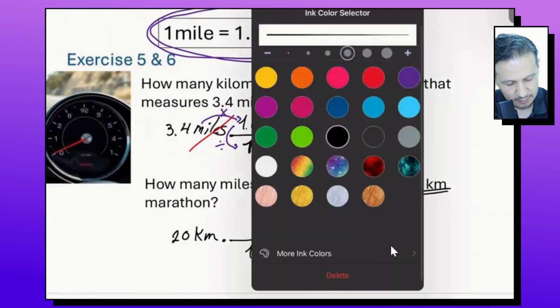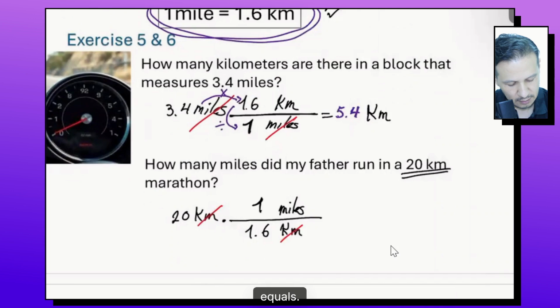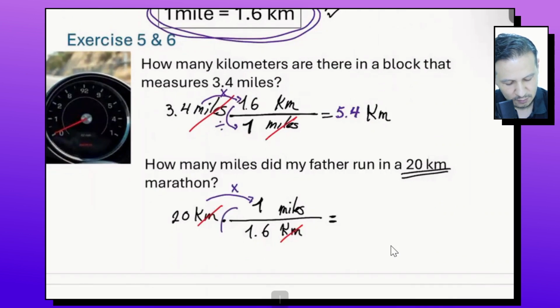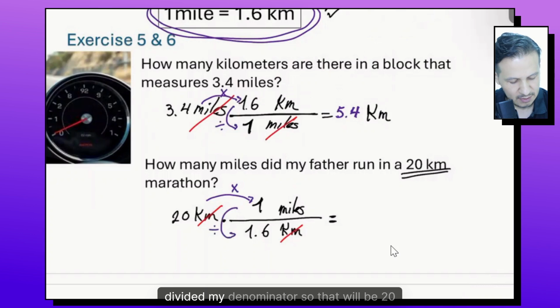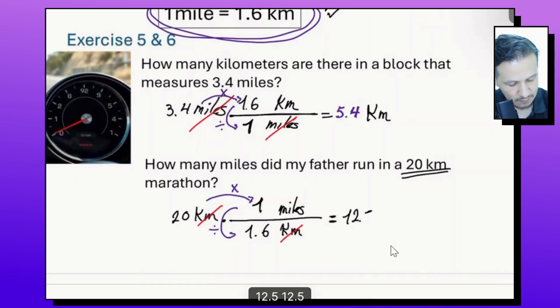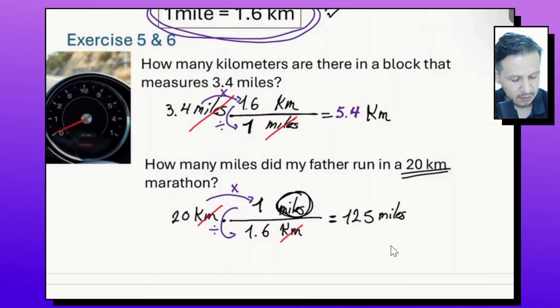I cancel my units to double check that I am doing this correctly. Equals. I multiply times the numerator, and the result I divide by my denominator. So that will be 20 divided by 1.6. This is 12.5 miles, because this is the unit that I have left here.